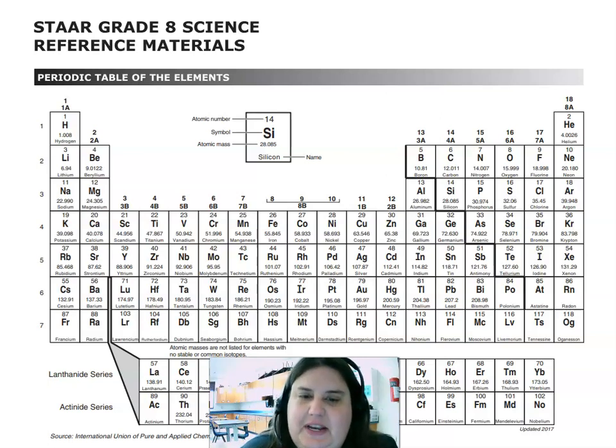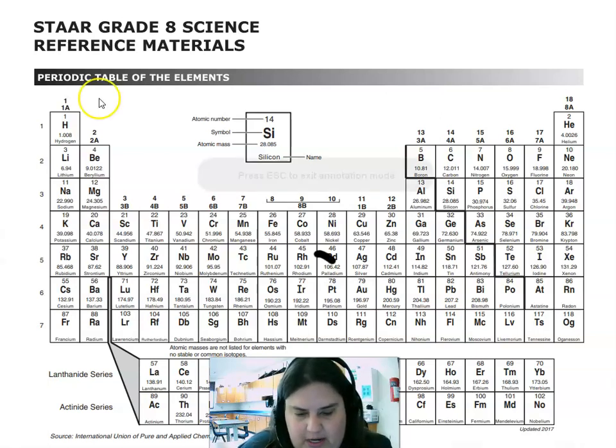Okay, so we just watched a video on valence electrons, and you're going to do an activity that's going to ask you about reactivity and how elements on the periodic table can be similar to other elements. And so to do that, we do need to look at the periodic table. Here on the screen, I have a periodic table, and we're going to talk about valence electrons and reactivity in specific groups.